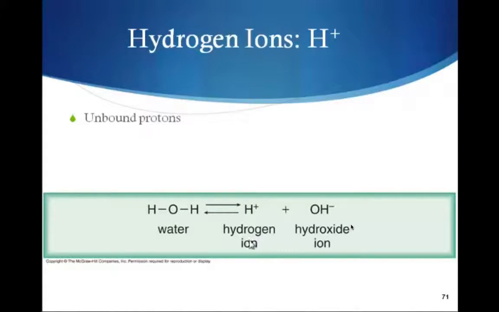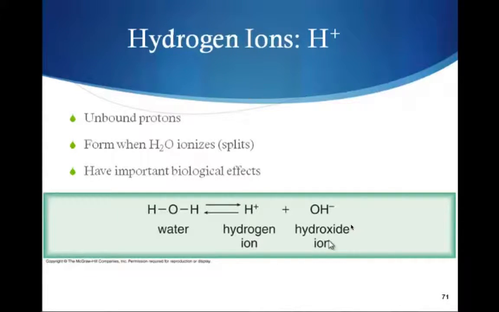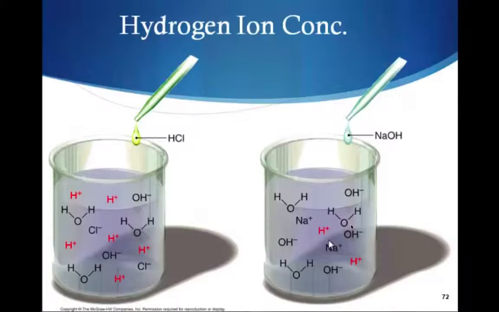There wouldn't be enough hydrogen or hydrogen ions to combine with the remaining hydroxide ions. There'd be an imbalance. This is how we create acids and bases. Let me show you an example. They form when water ionizes, and they have incredibly important biological effects. Having strong acids and strong bases is very important as long as they are in the appropriate locations. They can totally screw things up if they are in the wrong places.